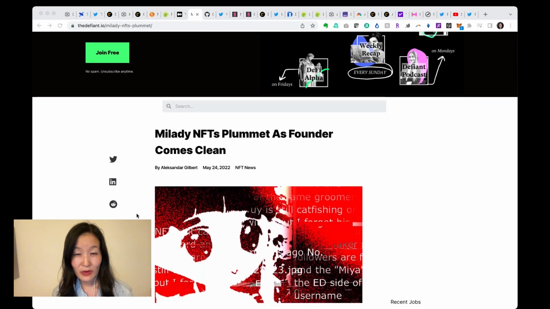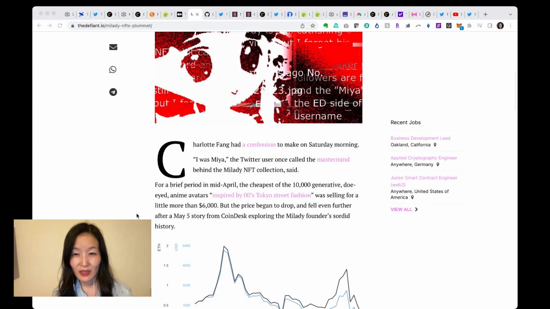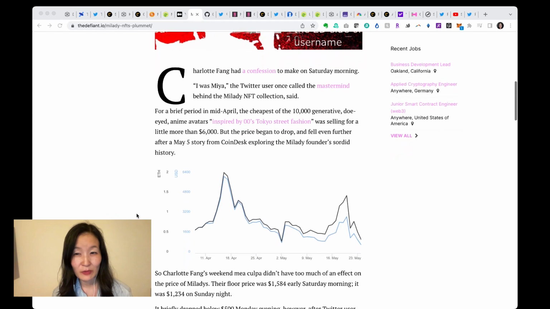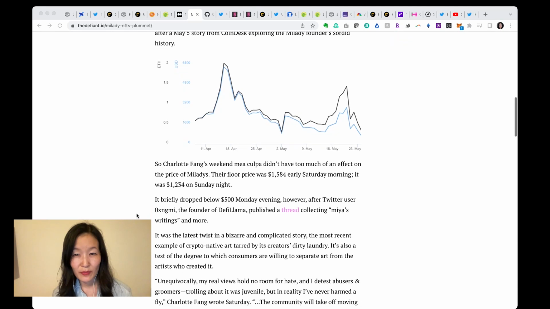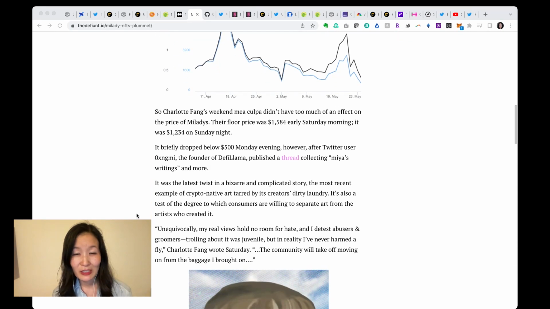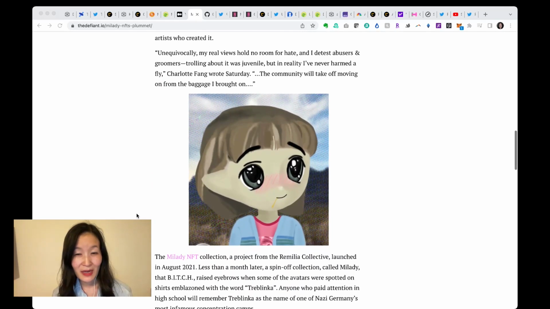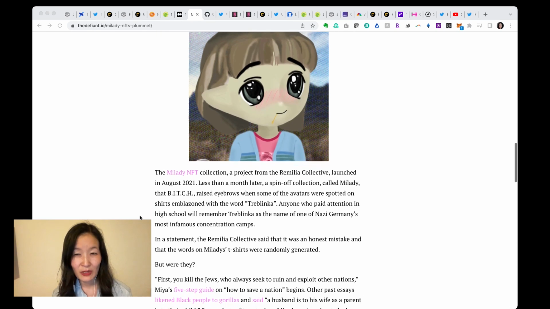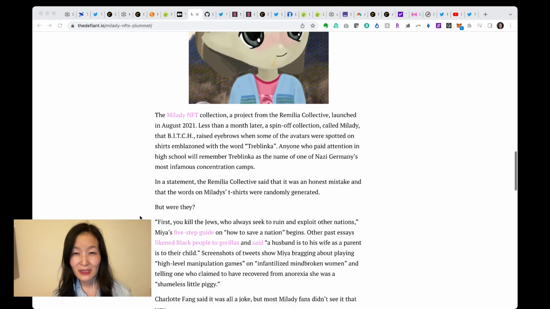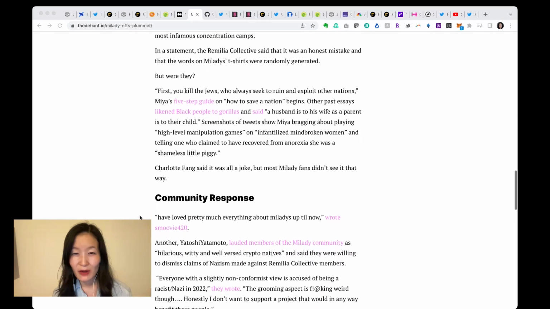Scandal around Milady's creator causes price slump. Charlotte Fang, the founder of Milady NFT, one of the most popular NFT projects of 2022 by volume, admitted to an association with a racist digital community, which appears to have led to a major drop in the Milady NFT price. Milady Maker is an NFT collectible created by Ramilla Collective. It is categorized as an anime-inspired NFT avatar project and consists of 9,691 unique digital items, released in August 2021 on Ethereum.